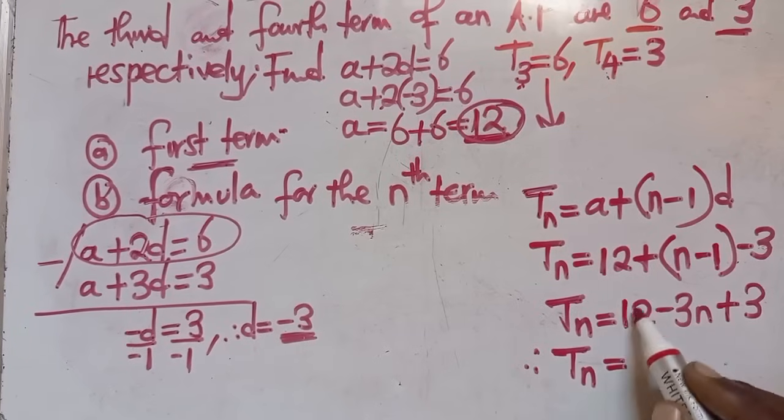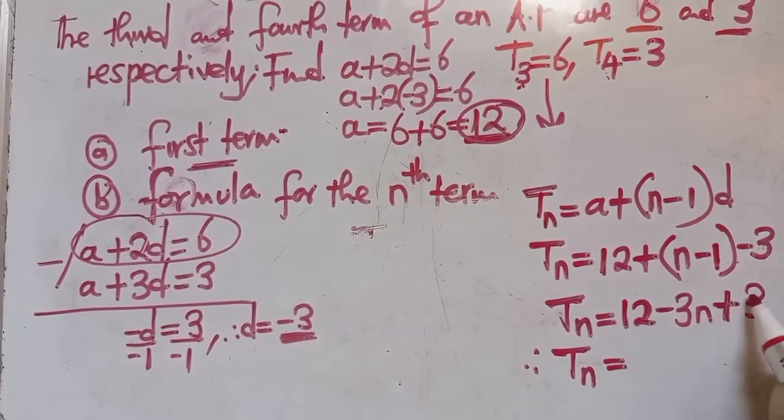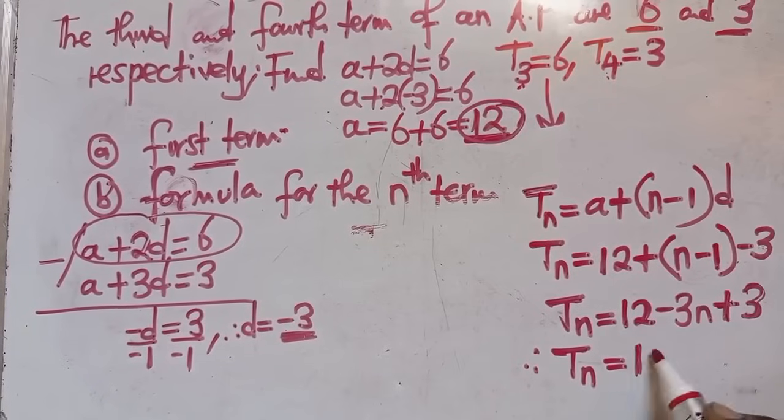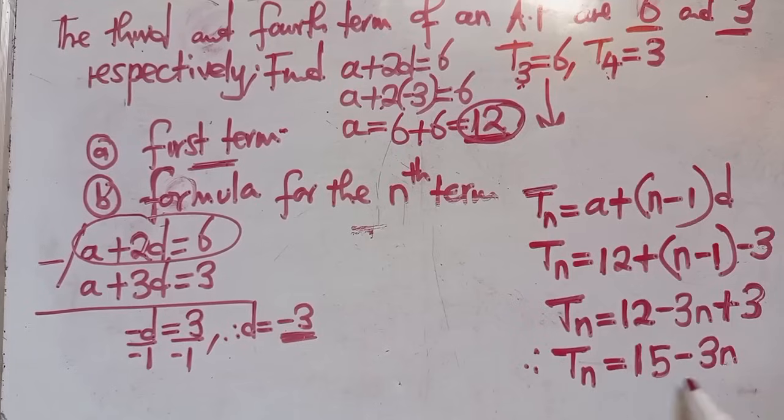So therefore, the formula for the nth term is equal to, what is 12 plus 3? That is 15 minus 3n. So this is the formula for the nth term. You are done. This is how you just need to answer it. The same way I've answered this is how you also need to be answering your questions in an exam. I've taken a lot of time explaining this particular question.